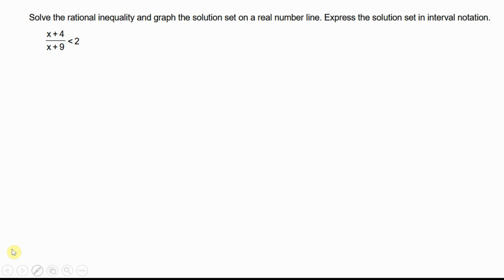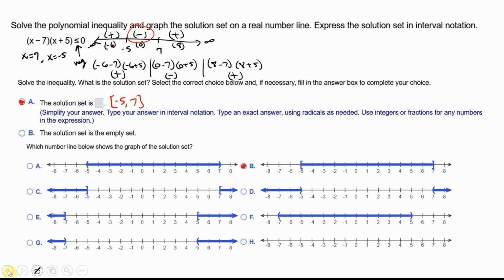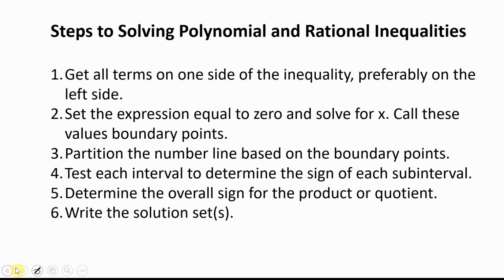Last one. Notice that 2 is on the right side, so I need to get that on the left side. Get everything on the left side. Why? Because old Dave said so. Get all the terms on one side of the inequality, preferably on the left side.